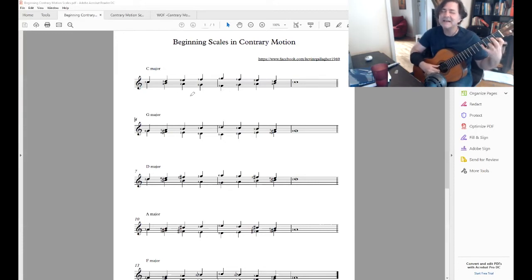C goes down to B, but up to D. Goes down to A, but up to E. Goes down to G, but up to F. Goes down to F, but up to G.